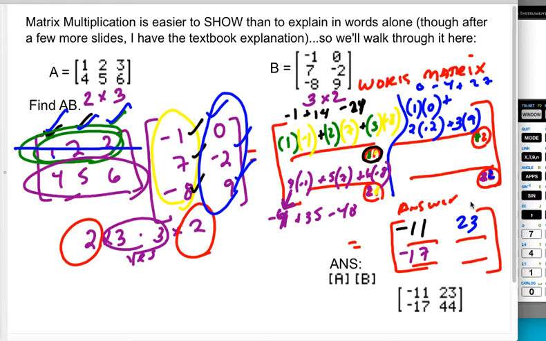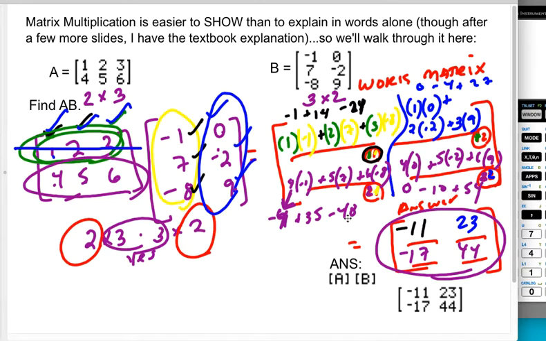And then finally, to get this last spot, I'm going to use the last row and the last column. So it's going to be the 4 times the 0, right, plus the 5 times the -2, plus the 6 times the 9. Right? And that's going to be a 0 minus a 10 plus a 54, which is definitely a 44. And there's the same answer I got on the calculator, although if I had better handwriting, this would be a lot easier. Anyway, that's the way matrix multiplication works.